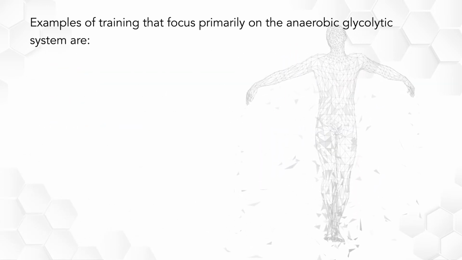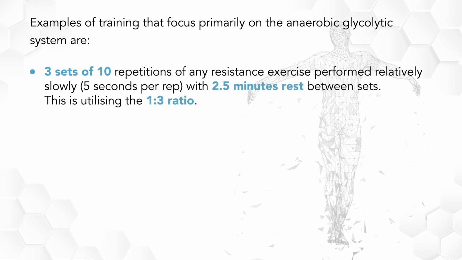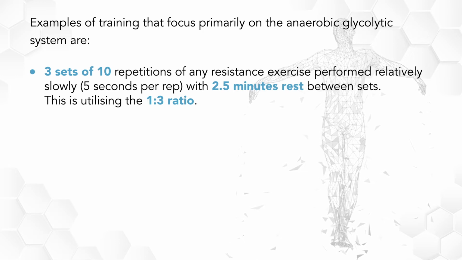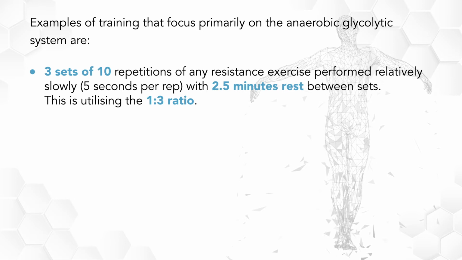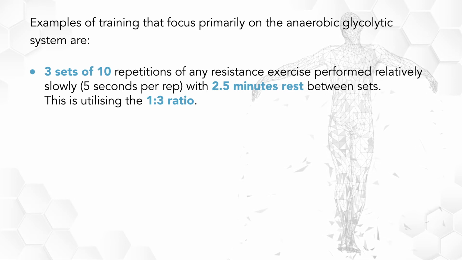Some examples of training that focus primarily on the anaerobic glycolytic system are 3 sets of 10 repetitions of any resistance exercise performed relatively slowly with 5 seconds per rep, with 2.5 minutes rest between sets. This is utilizing the 1:3 ratio.